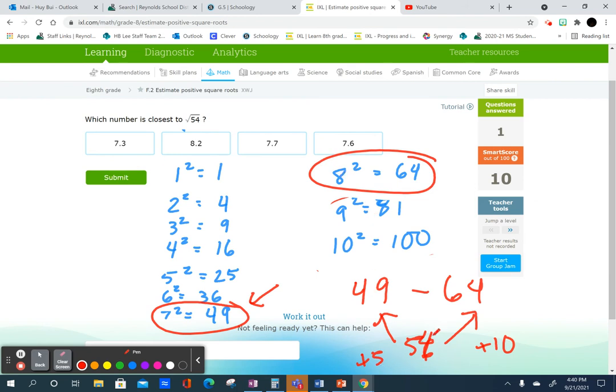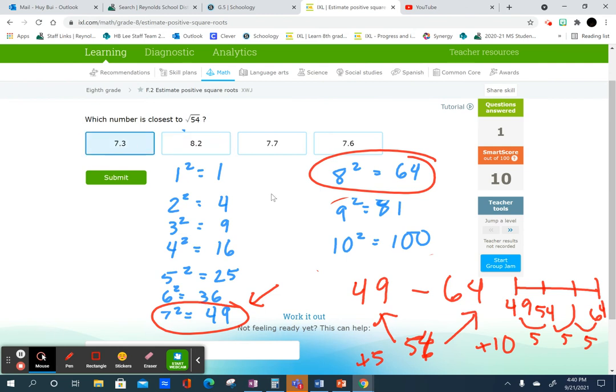And if we have a number line between 49 and 64, 54 is going to actually be the first third. Because from here to there is 5. And we're going to go 5 more, and then 5 more. Okay, that's a little messy because my screen's a little small. But 54 is actually the first third. So if we look at a third, 7 and 1/3, it's going to be really close to 7.3, okay?